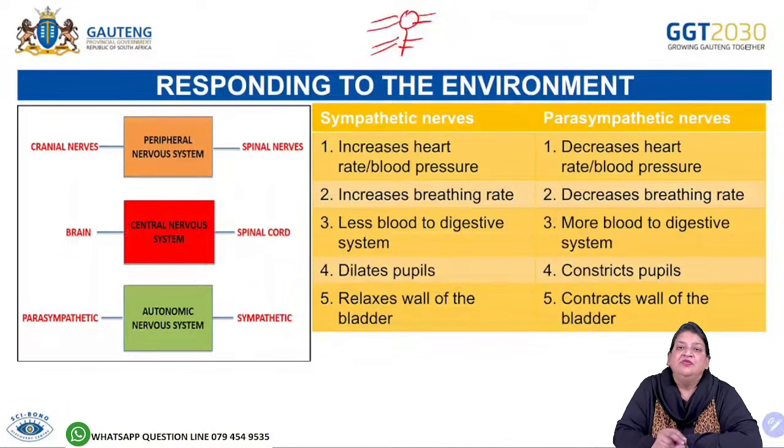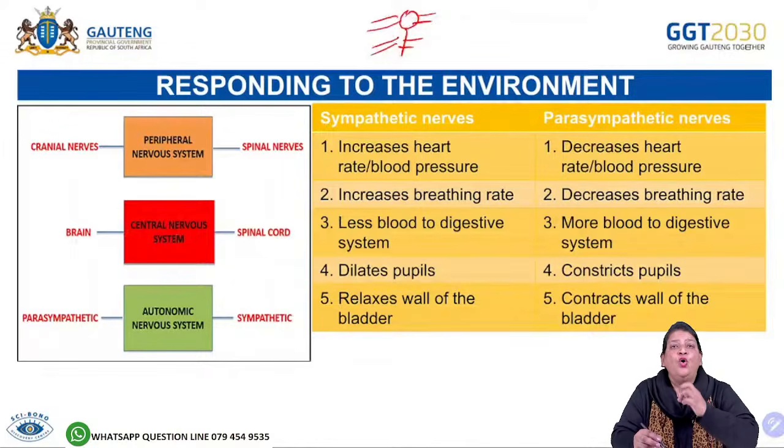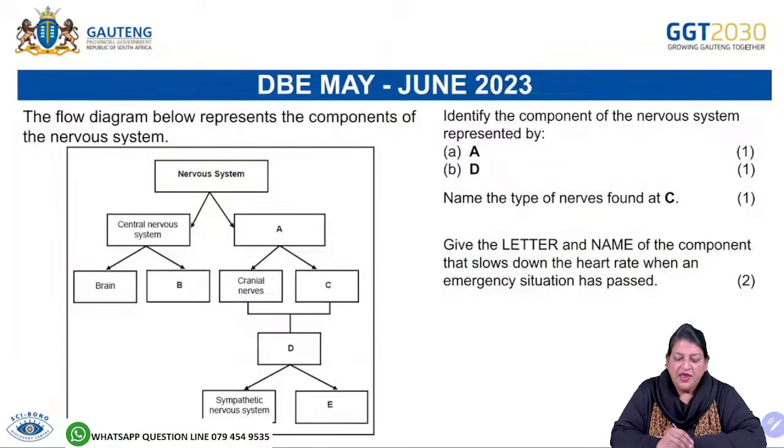Please learn the importance of the functions of your sympathetic system. It always brings about a stimulating effect. It prepares you for an emergency: pupils dilate, heart beats faster, bladder relaxes. Your parasympathetic always slows down the responses. Here is the division of the nervous system.